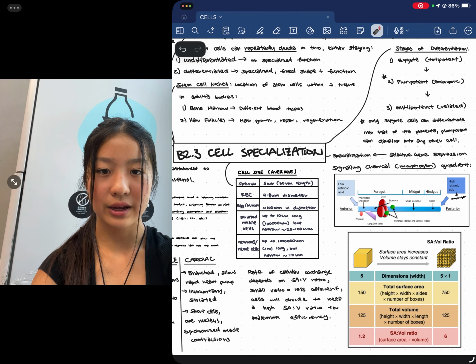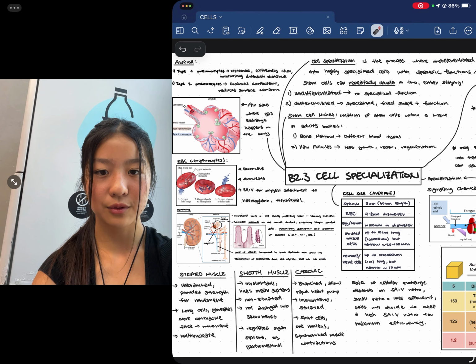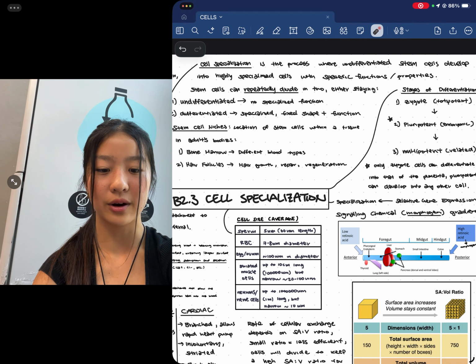And that is everything for cell specialization without talking about adaptation.